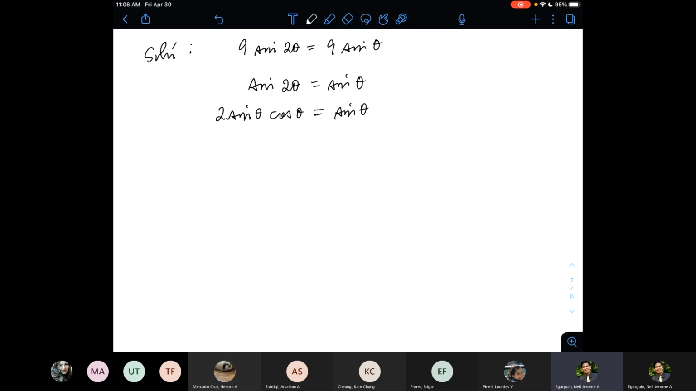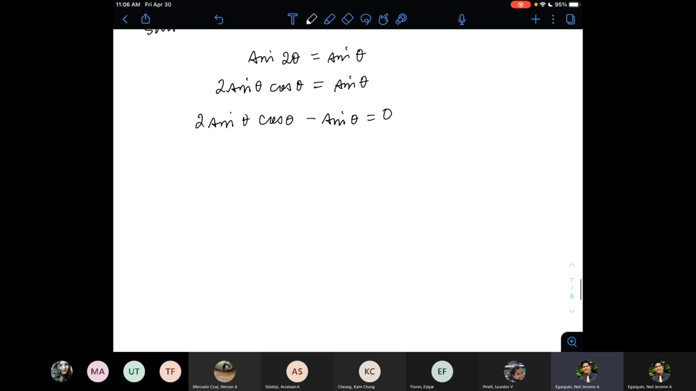So now we have thetas inside the trig function. So what I can do is transfer the sine theta to the left side. So I'll have 2 sine theta cosine theta minus sine theta equals 0. Remember, for equations, we don't divide both sides by sine theta, because sine theta could be 0, so you might be missing one of the solutions. The safest way is to make one side equal to 0, right? And then we can factor out the sine theta. So we'll have sine theta times 2 cosine theta minus 1 equals 0.